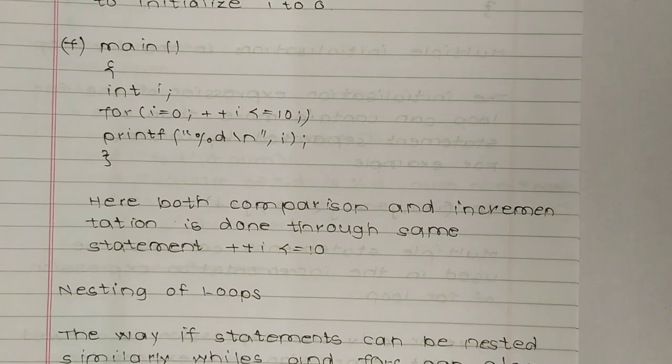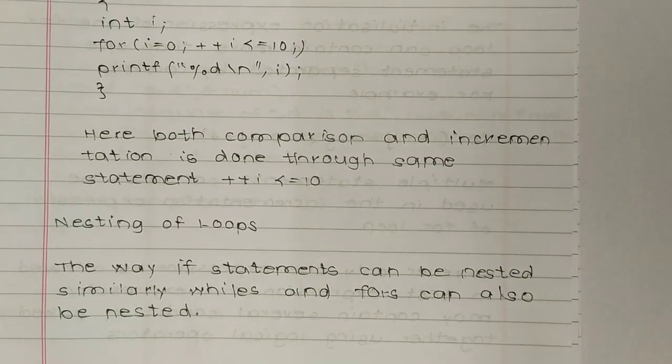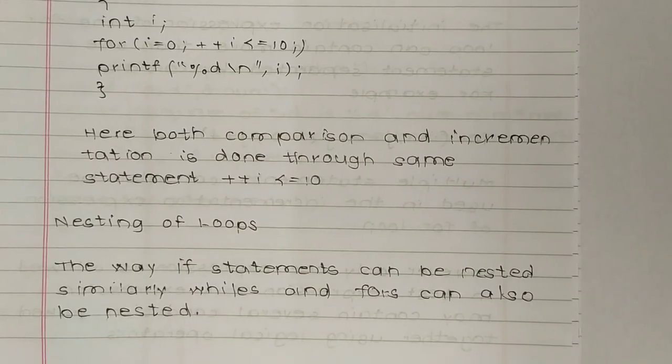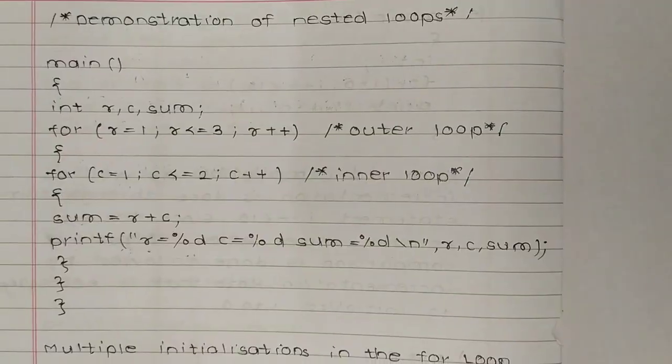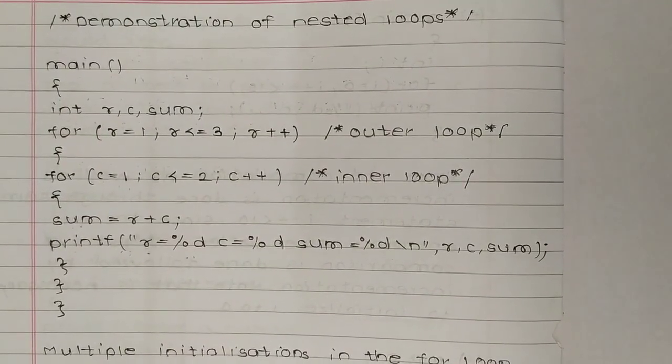Now, nesting in loops. The way if statements can be nested, similarly whiles and fors can also be nested. So if and else are nested; we know that nested if else statements are there. Similarly whiles and fors can also be nested. So this is a program for demonstration of nested loops.